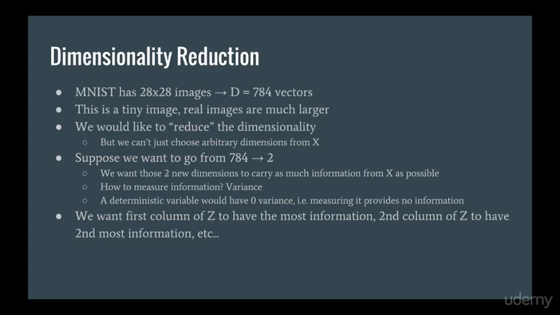In traditional PCA and many other traditional statistical methods, we use variance. If something varies more, it carries more information. You can imagine the opposite situation, where a variable is completely deterministic, as in it has no variance. Then measuring this variable would not give us any new information because we already knew what it was going to be. So when we get our transformed data Z, what we want is for the first column to have the most information, the second column to have the second most information, and so on.